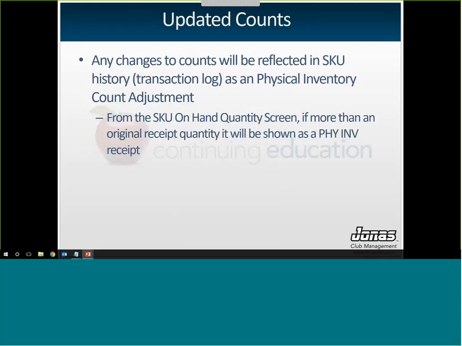Once you hit OK, you will get a valuation report and update. Any changes to those counts will be reflected in the SKU history, which is basically the transaction log, as well as the physical inventory count adjustment. So from the SKU on-hand quantity screen, you can actually see a log of those adjustments.